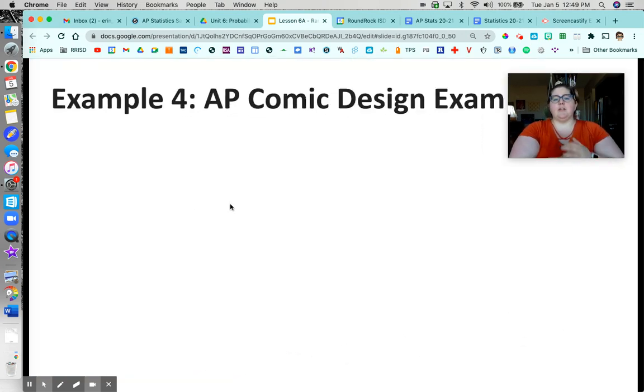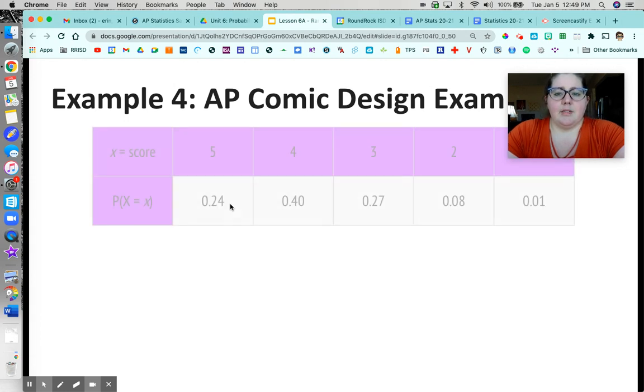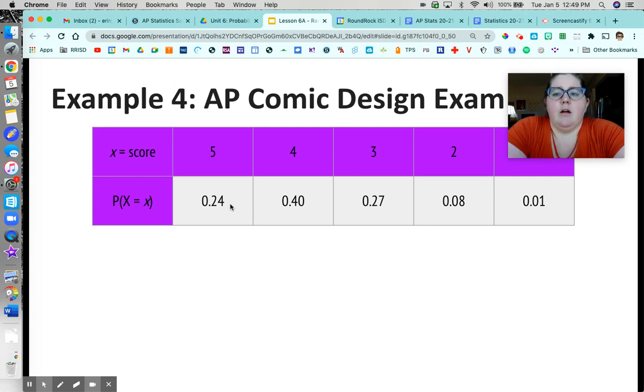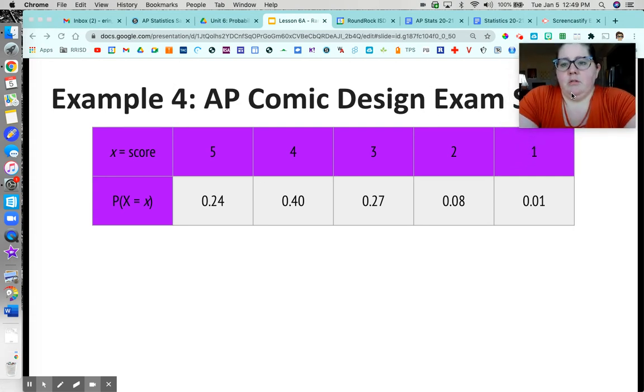All right, let's look at another example of finding mean and standard deviation just to drive it home once more. In this example, we're going to talk about a fake AP class called AP Comic Design. And this is the score distribution on the AP Comic Design exam one year. So we have our 5 options as scores, 5, 4, 3, 2, and 1, just like any AP exam. And then on the bottom row, we have the probability of each thing happening.